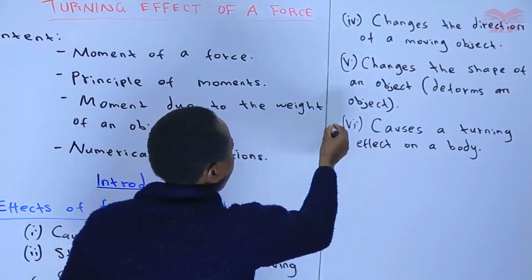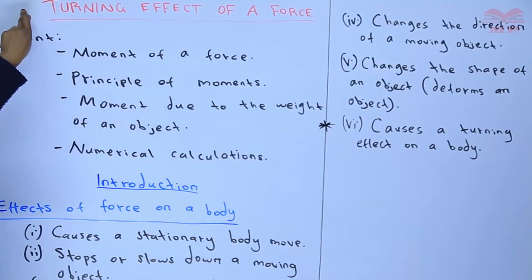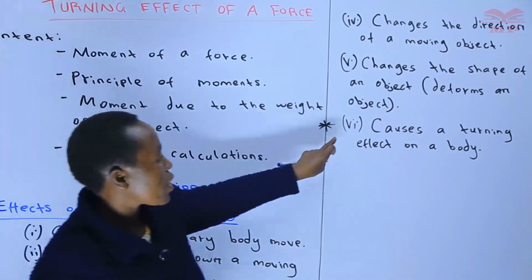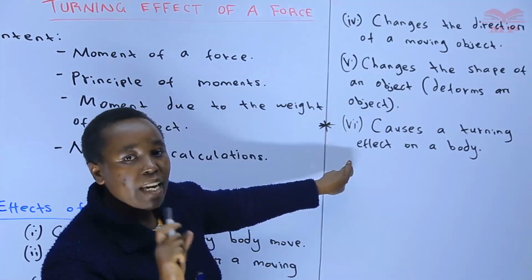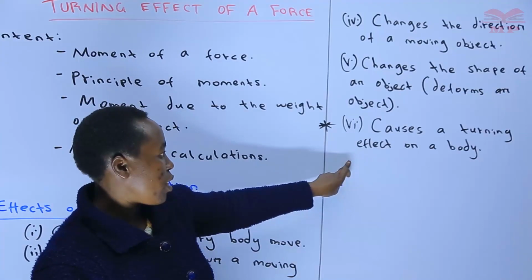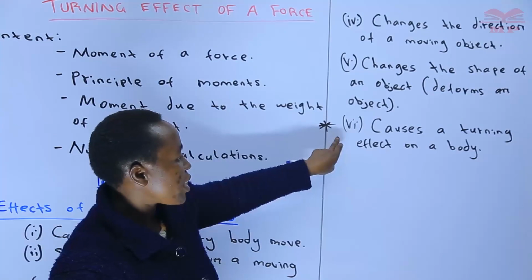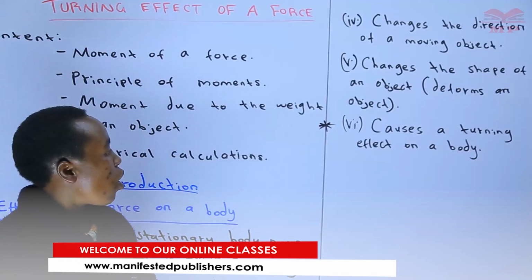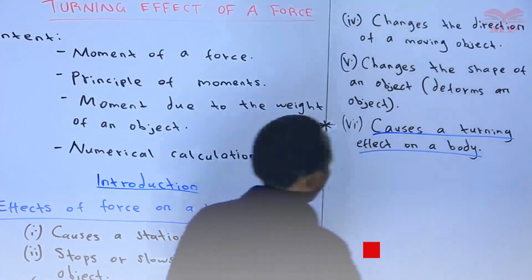And now this effect number 6 is now the topic that we are talking about, the turning effect of a force. So it is one of the effects of force on an object, that a force can cause a turning effect. So this is what we'll be discussing as an effect of force. So these are the effects of force on a body, and one of the effects is that it causes a turning effect on a body, and this is the topic for discussion in book 2.